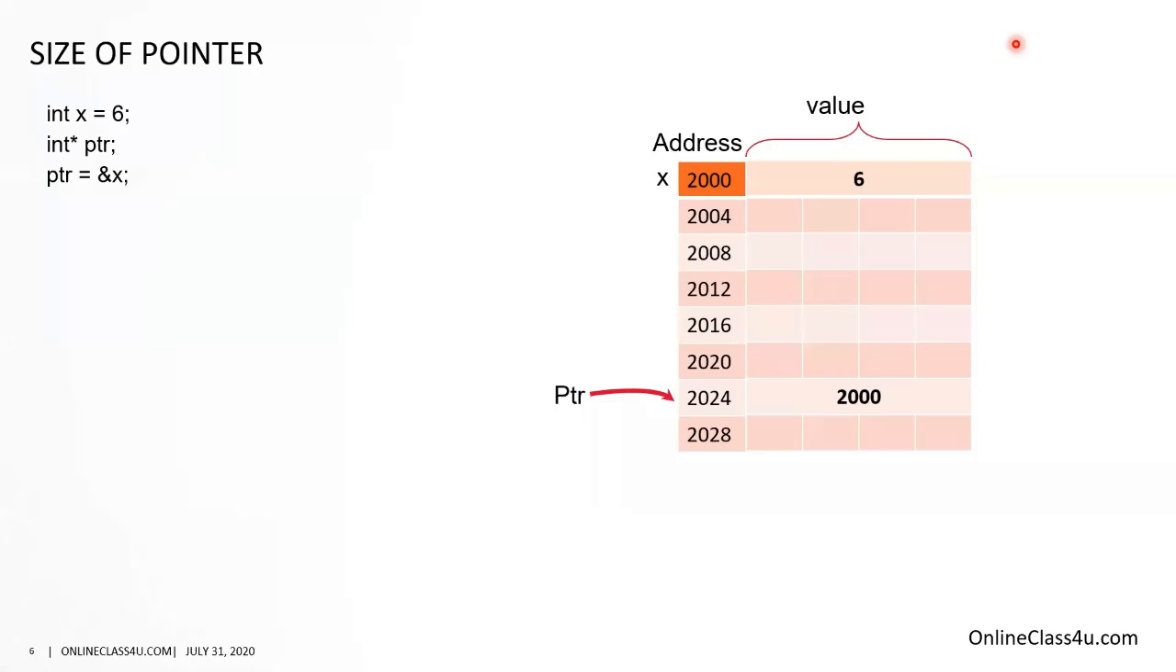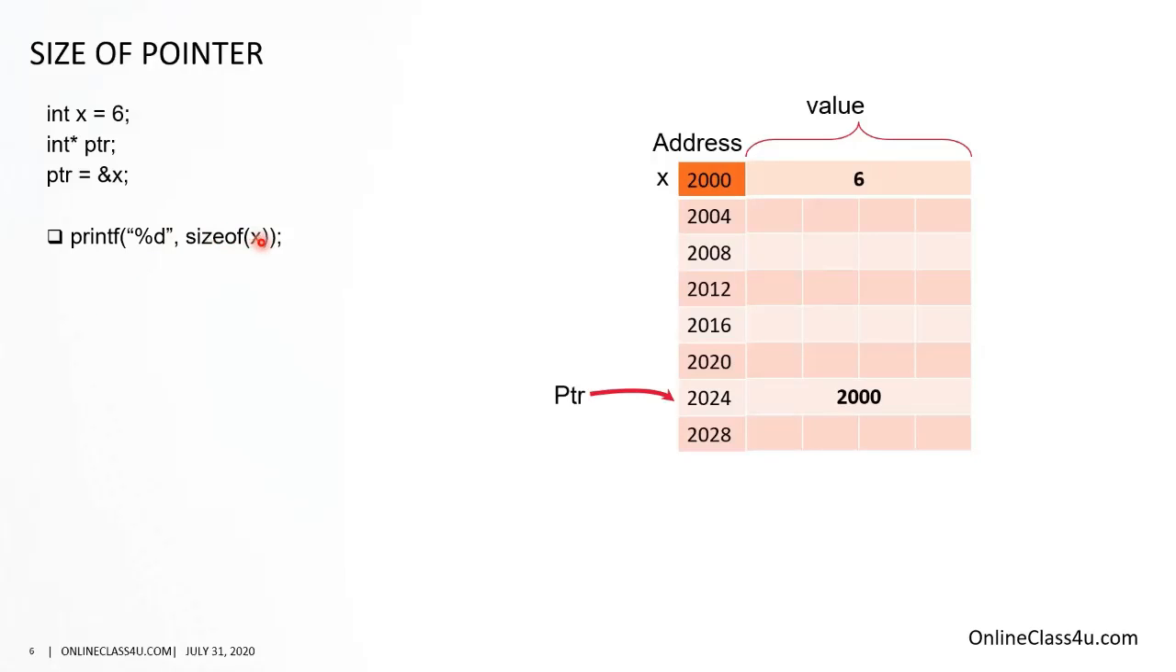So in this slide we'll discuss the sizeof operator and how it behaves with different pointers. For simplicity, we'll consider an integer variable, the same example where x is assigned the value 6, and it starts from memory location 2000. The integer pointer we have declared here is pointing to a memory location, which is &x, or 2000.